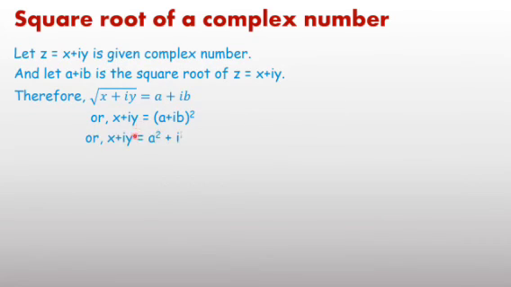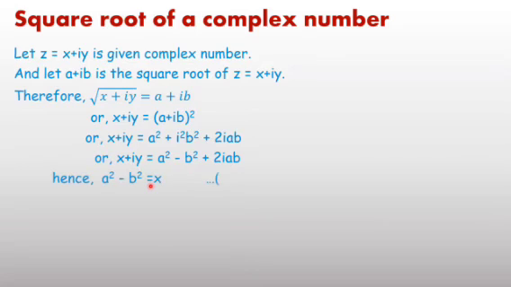and opening the bracket: x plus iy equal to a square plus i square b square plus 2iab. The value of i square is minus 1, so put that in. Then compare real and imaginary parts. The real part is x, and here it is a square minus b square, so you will get a square minus b square equal to x, and the imaginary part 2ab equal to y.